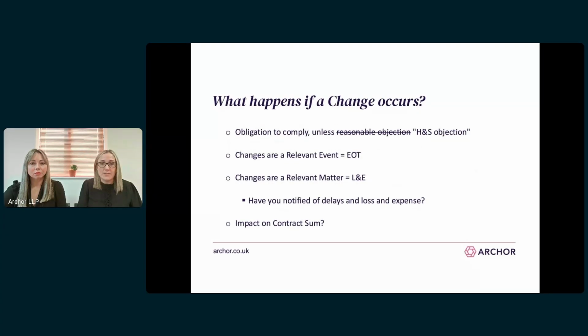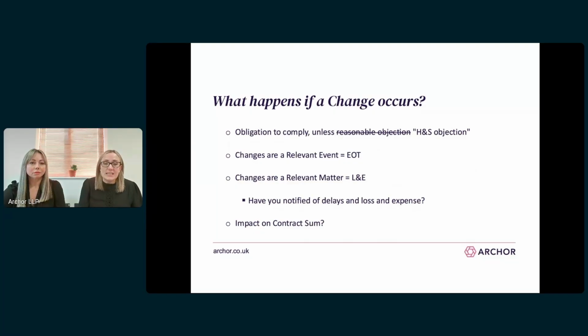So what happens if a change occurs? First and foremost, it's important to recognise that if a change is instructed, contractors must generally comply with that change. The unamended JCT wording allows contractors to raise reasonable objections to instructed changes, but in reality that is often amended so that objections either can't be raised at all or they can only be raised on health and safety grounds.